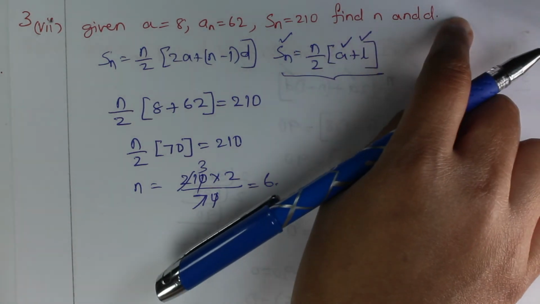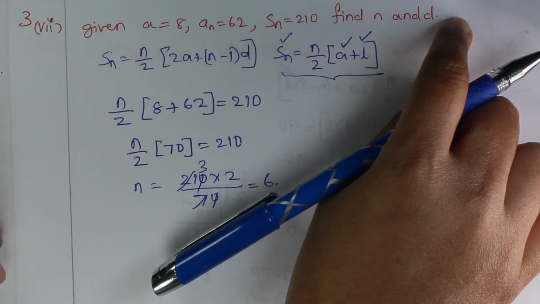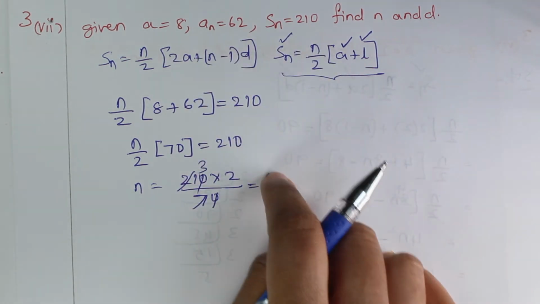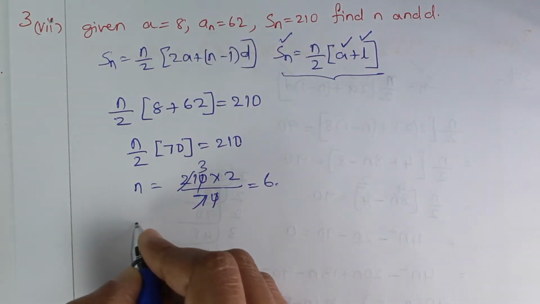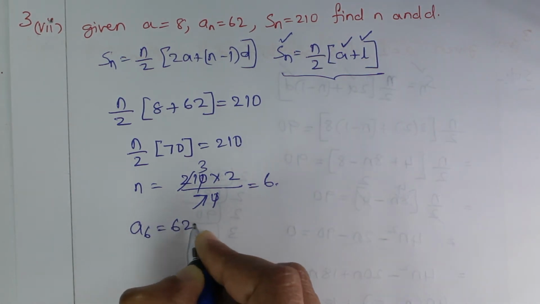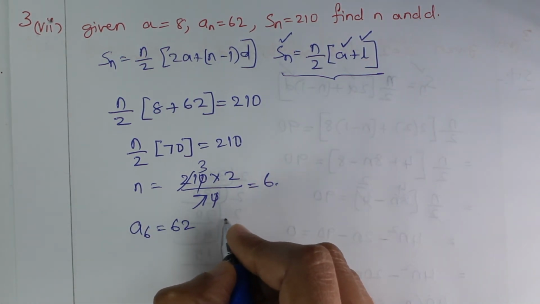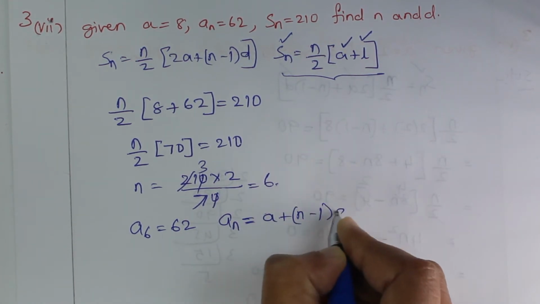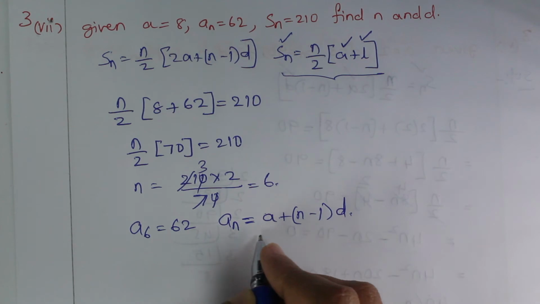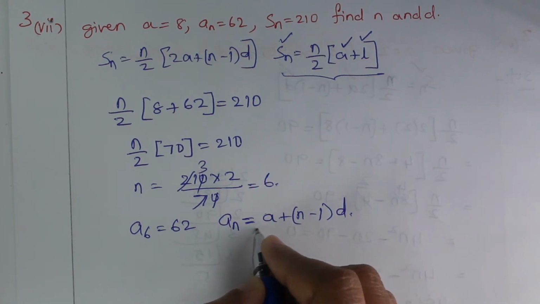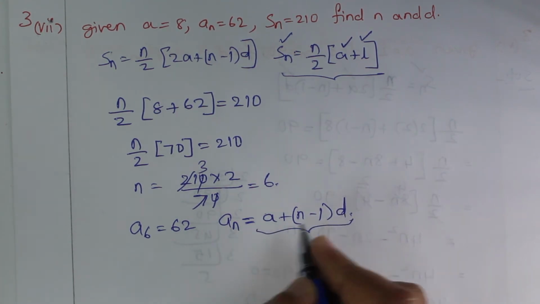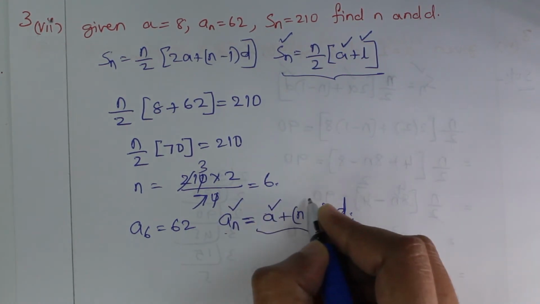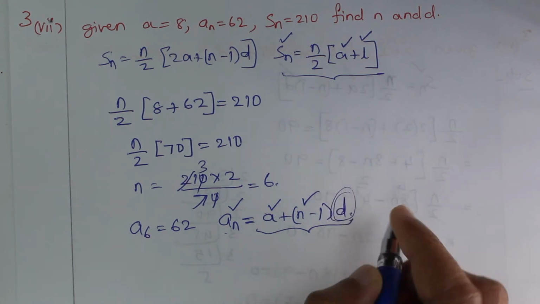Now we have to find out the common difference also. For calculating common difference, we know the value of an, right? n value is 6. a6 is 62. Now we know the formula of an. an is equal to a plus (n minus 1) into d. So I will substitute the value of 6 in this equation and solve for d. I know the value of a6, I know the value of a, I know the value of n, and I can find out the value of d.